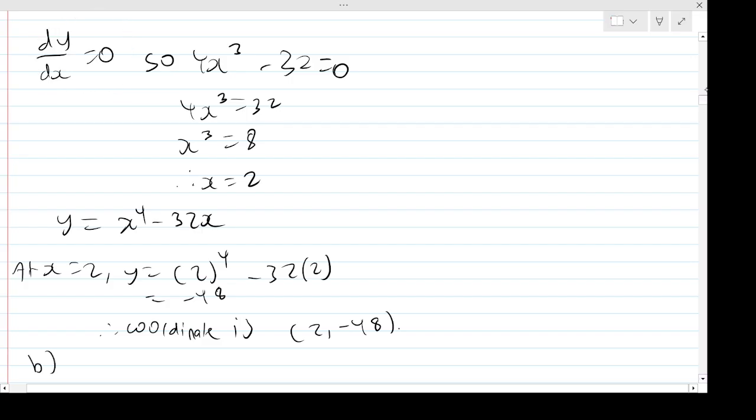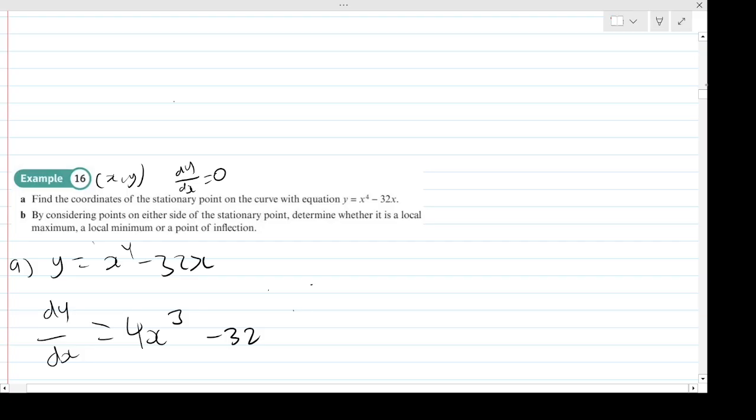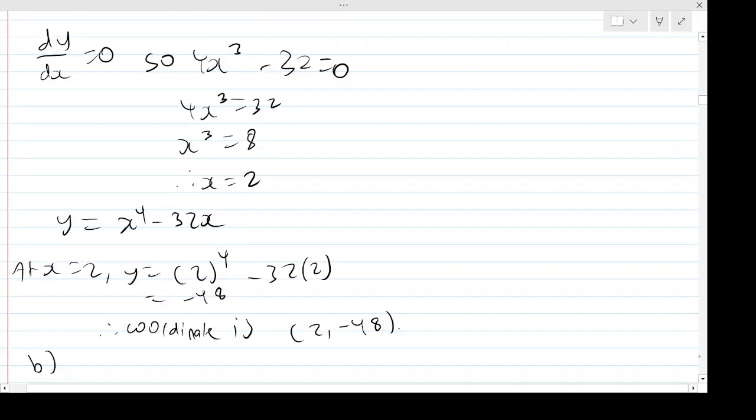Part B of the question says, by considering points on either side of the stationary point, determine whether it's a local maximum, minimum, or point of inflection. So now this is getting at what type of stationary point it is. Obviously we know it's a maximum, minimum, or point of inflection. This is where we consider what we looked at the start. Considering points on either side of the stationary point means we're going to consider the gradient before and after x is 2.